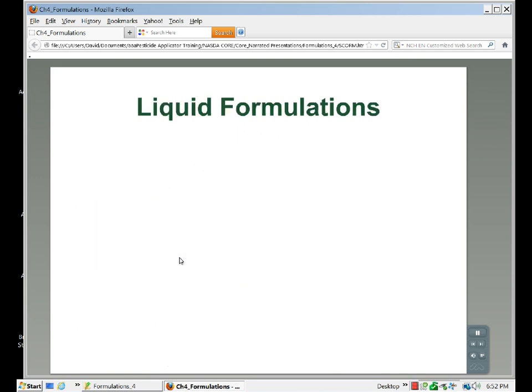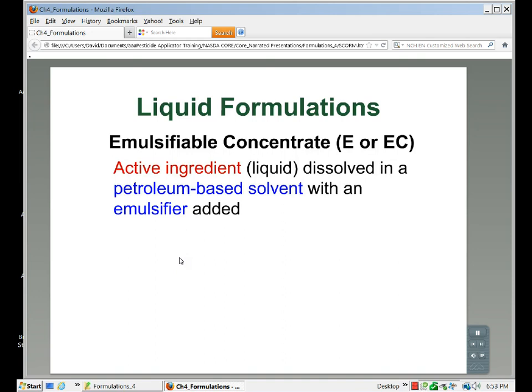Let's look more closely at some formulations. An emulsifiable concentrate, or EC, has an active ingredient that does not dissolve in water. So the active ingredient is mixed with at least one petroleum-based oil solvent. To aid in mixing with water, they add an emulsifier agent. The emulsifier is slick like soap and is critical to aid the oil plus active ingredient combination with water.